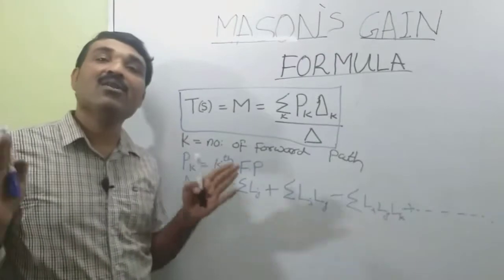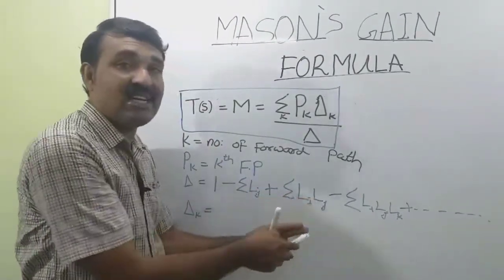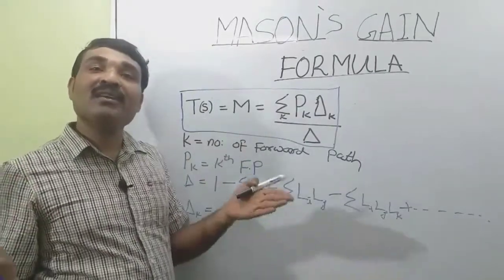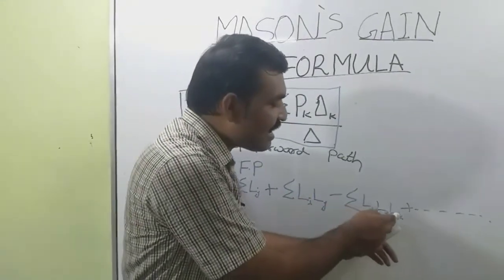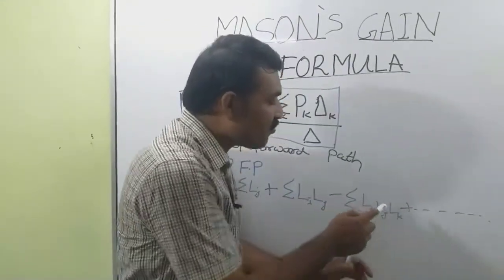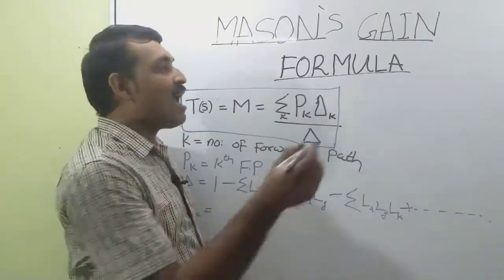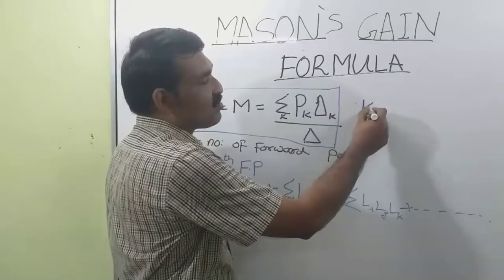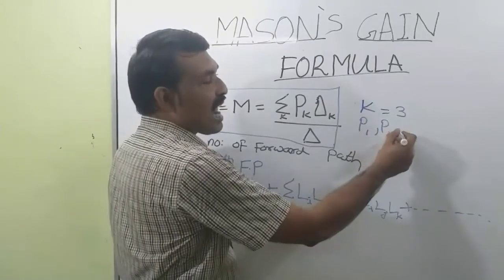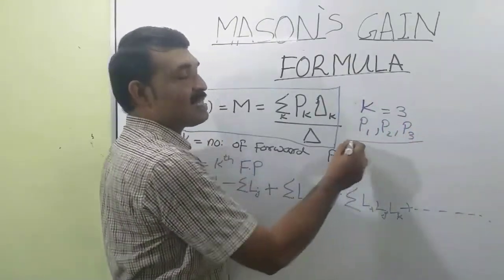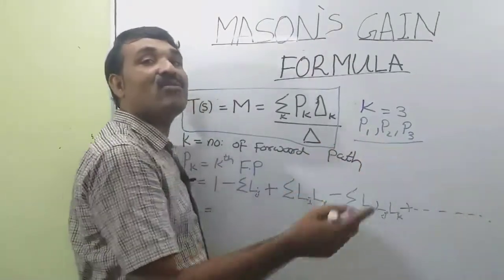is the loop gain of the jth loop, then plus summation of Li Lj, the gain product of the ith and jth loops, minus summation of Li Lj Lk, the gain product of 3 loops. Suppose I have a system having 3 forward paths, so K is equal to 3. So P1, P2 and P3 represent the gain of the first forward path, second forward path and third forward path.